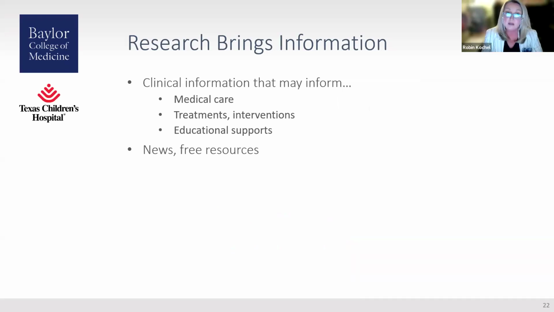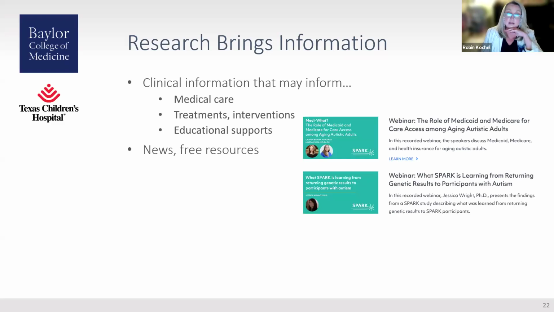Okay, research can also bring information. So a lot of times through studies, you can learn clinical information that could inform your child's medical care, treatments, interventions, or educational supports. You can also learn new information, like what is cutting edge information that's happening in autism research, and get this through free resources. So I think the Spark webinars are a perfect example.